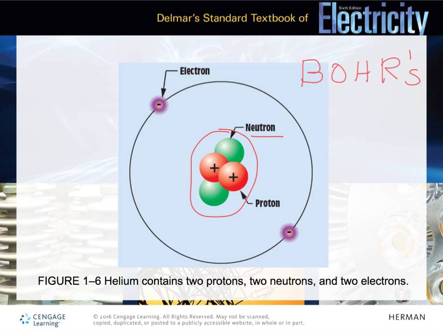So the question most people ask is, why are there neutrons? Well, what do the neutrons give us? What the neutrons give us is mass. They add mass to the actual atom. So that's what we find in the nucleus. We find neutrons and we find protons, and they're located in the center of the atom.